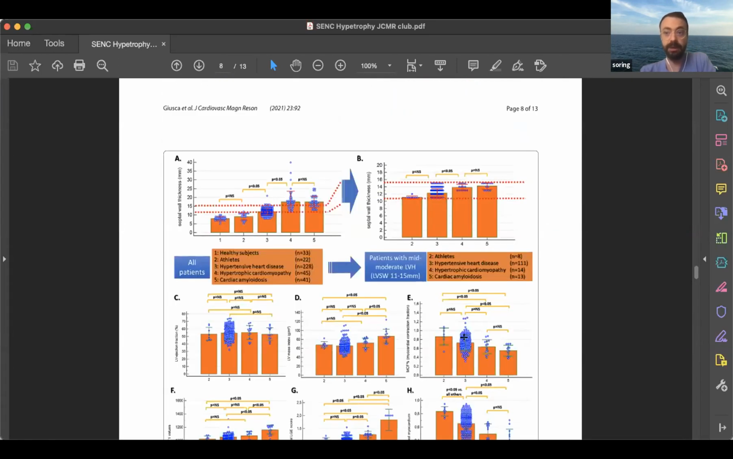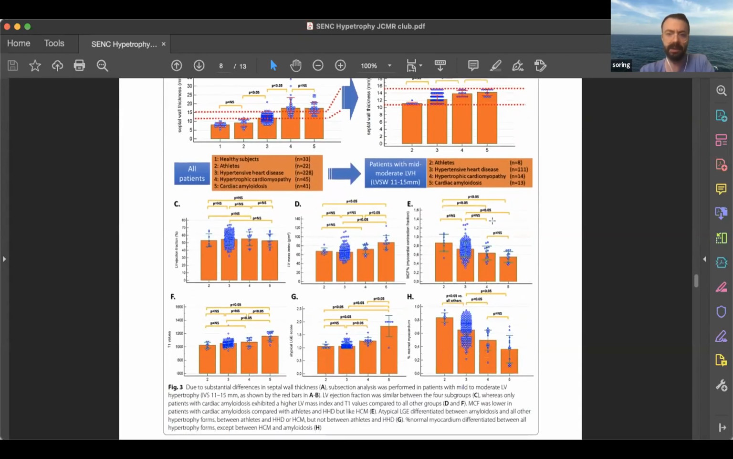And then we wanted to look at patients with mild to moderate hypertrophy, because in clinical practice you always have those patients that have a septum of 12-13 millimeters, and I'm a bit unclear what is the underlying cause for these patients. We wanted to check if these CMR parameters can help differentiate these patients. Basically we looked at patients with left ventricular wall thickness between 11 and 15 millimeters, and we had 8 athletes, 111 patients with hypertensive heart disease, 14 patients with hypertrophic cardiomyopathy, and 13 patients with cardiac amyloidosis.